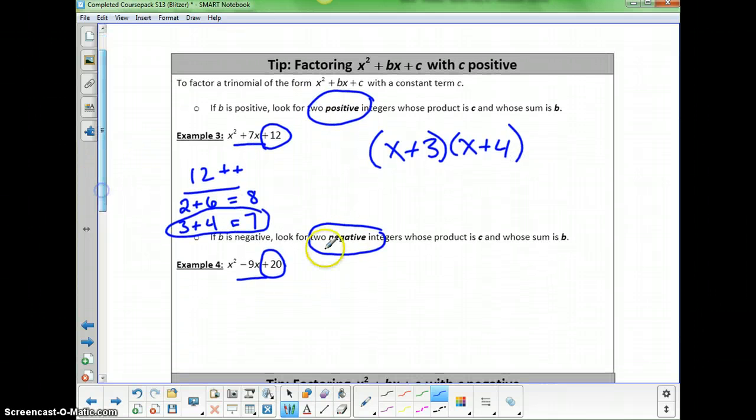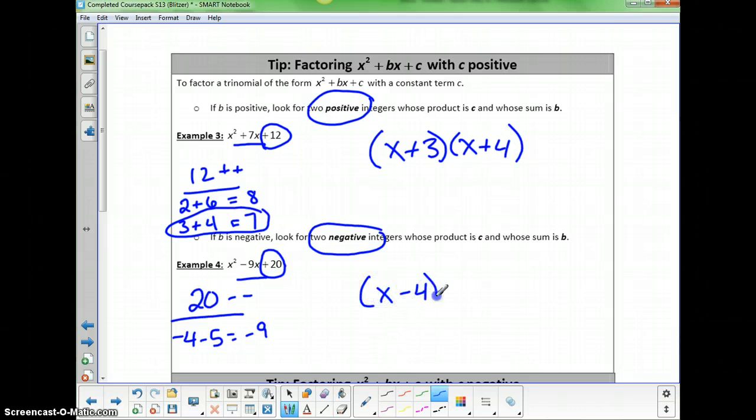Alright, and the next one, I need to multiply to a positive 20, and I need two negative numbers now because I need them to add to a negative 9. So two negative numbers will multiply to a positive and will also add to a negative. So negative 4 and negative 5, the two negatives, the numbers that will multiply to 20. And when you add them up, you get negative 9. So that worked on the first try this time. So x minus 4 and x minus 5 is the factorization.